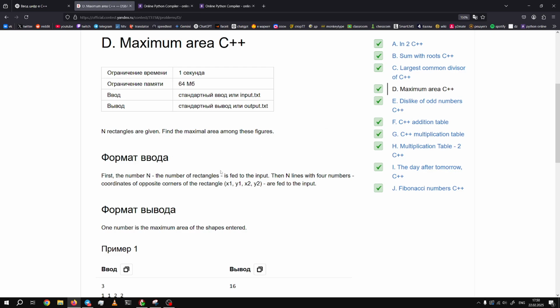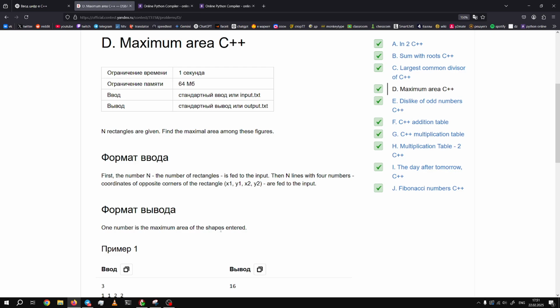Problem number 4, I guess. So let's start. N rectangulars are given. Find the maximal area among these figures. So first, the number n, the number of rectangulars, is fed to the input. Then n lines with 4 numbers, coordinates of opposite corners of rectangular x1, y1, x2, y2, are fed to the input. One number is the maximum area of the shape entered.